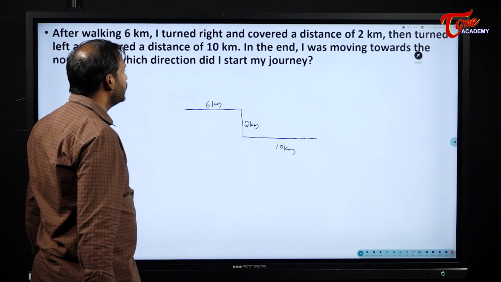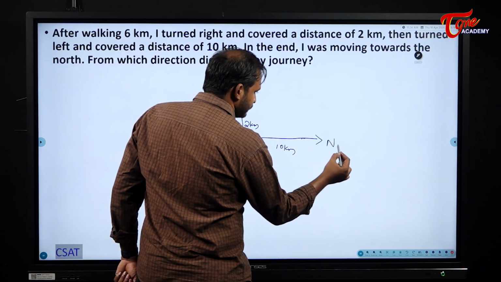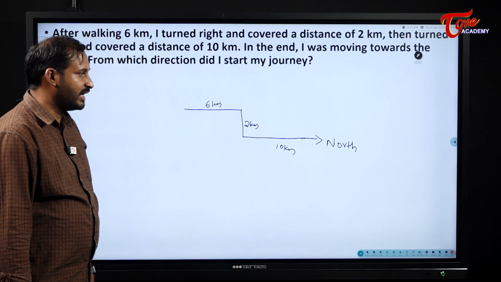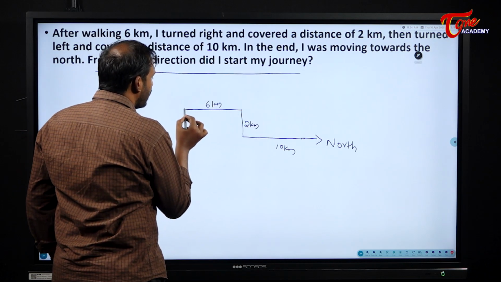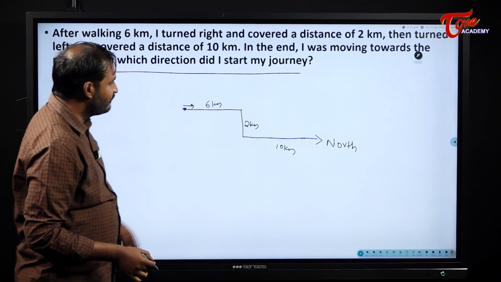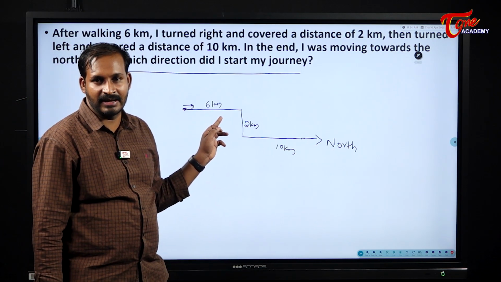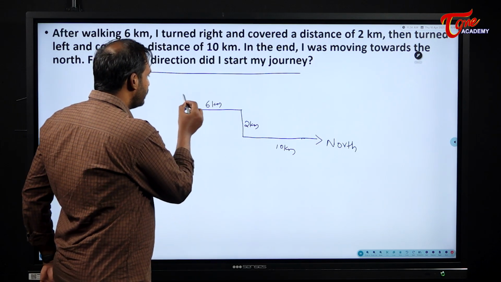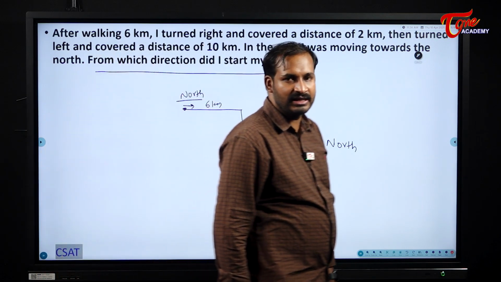In the end, I was moving towards the north. Now, what they are telling is this is north. Now they are telling that this is the northward direction. Now, from which direction did I start my journey? So, I need to tell which direction. This direction I need to tell. See, finally also is in the northward direction and initially also he moved in the same direction. Am I correct or not? Yes, that means what will be your answer? North. Okay, that is good. With that logic, we can tell the answer is north.